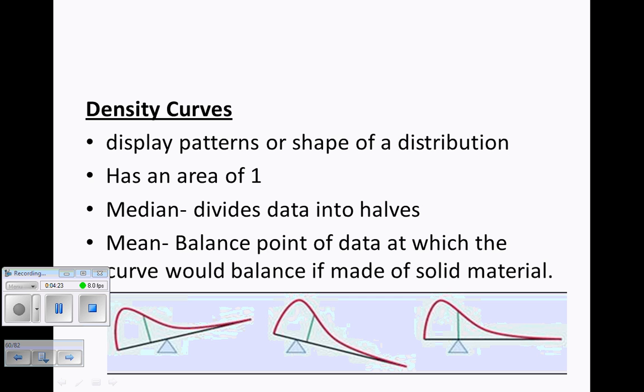With density curves, they are always going to have an area of 1. The area under the density curve, regardless of its shape, is always 1, and you can think of this as 100%. The median divides data into two halves. Wherever that median is, the area on the left side is the same as the area on the right side, so they're both 50% of the data. The mean is the balancing point. Wherever the mean is going to be is what ends up balancing.